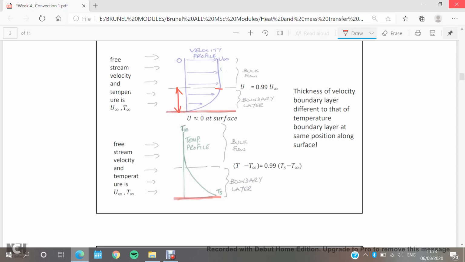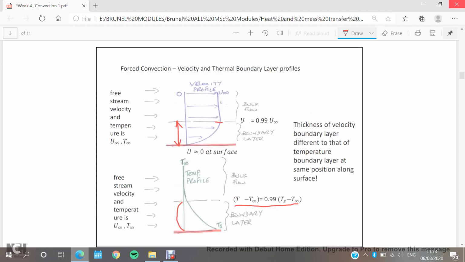And the thermal boundary layer thickness will end up when we achieve this condition, which is T at this point minus T infinity, the free stream temperature, is equal to 0.99 times T surface minus T infinity. So if I want to calculate the thickness of the thermal boundary layer, I have to find the point which achieves this condition, and from this point to that point, it will be the thickness.